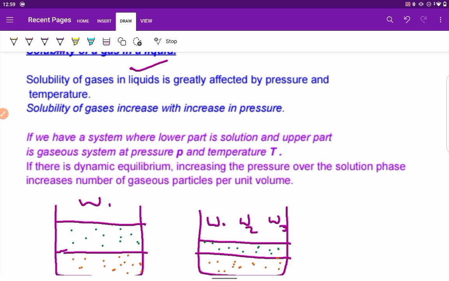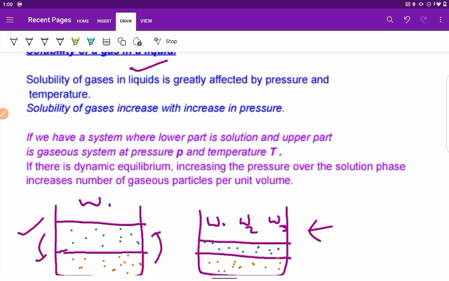Now see, if we have a system, as we can see here, the lower part is solution and the upper part is the gaseous system. The pressure is P and the temperature is T. We first assume that the system is in a state of dynamic equilibrium, which means the rate of gaseous particles entering the solution and leaving the solution is the same. Now if we increase the pressure by compressing the gas to a smaller volume, as we can see here.